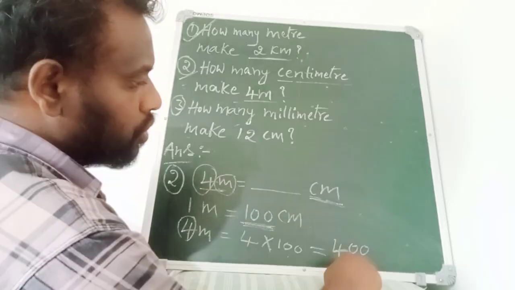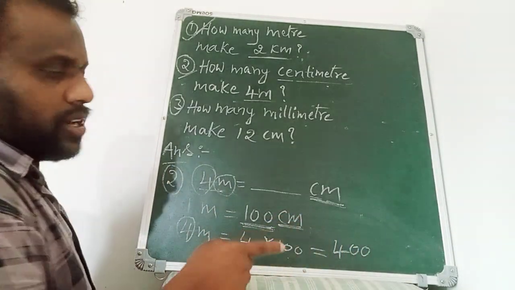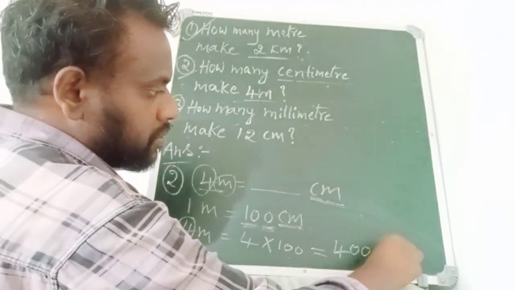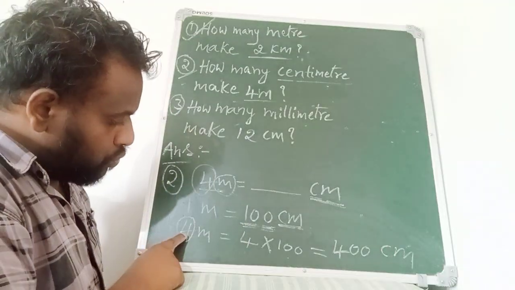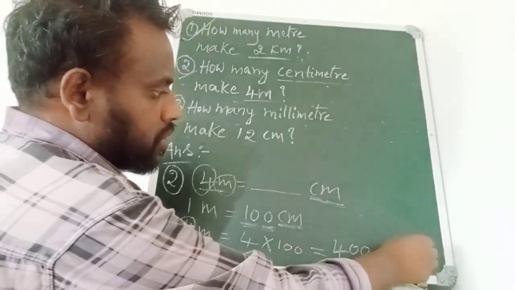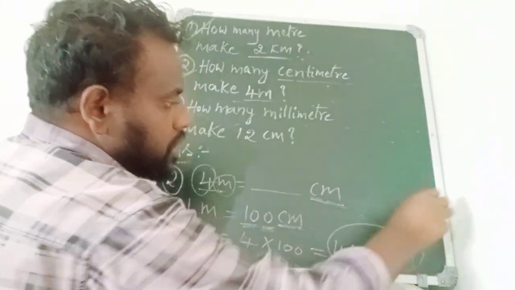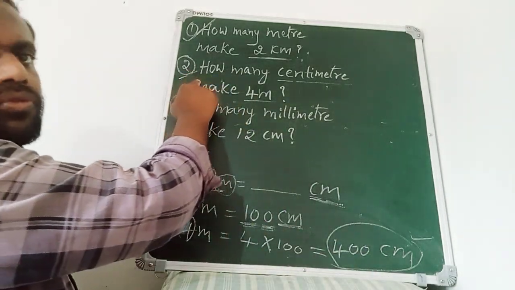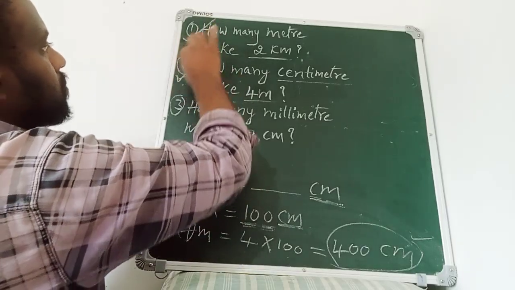Okay, 400 centimeter, because you are multiplying by this 100, so this centimeter you write here. Now what does it mean? 4 meter is equal to 400 centimeter. So 400 centimeter is the answer for the second question. Now see, this question is done. This is solved.